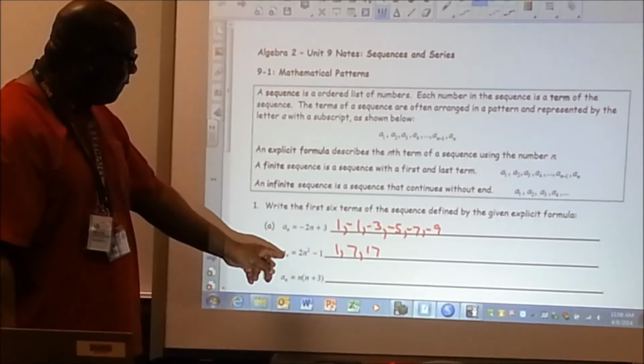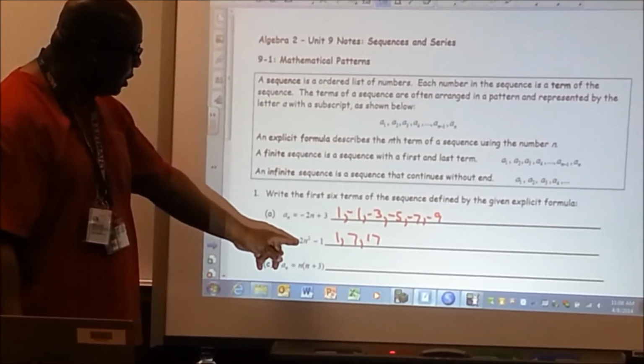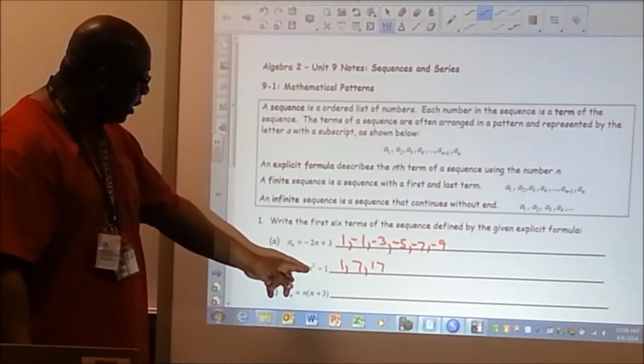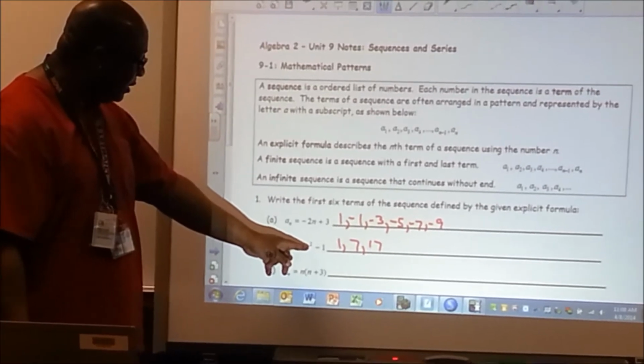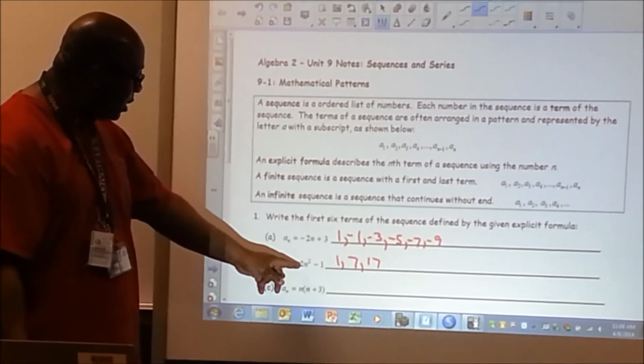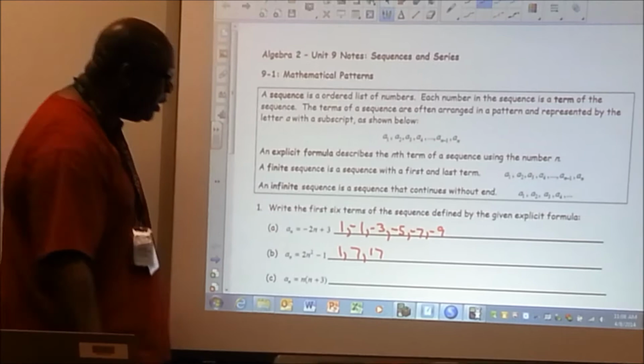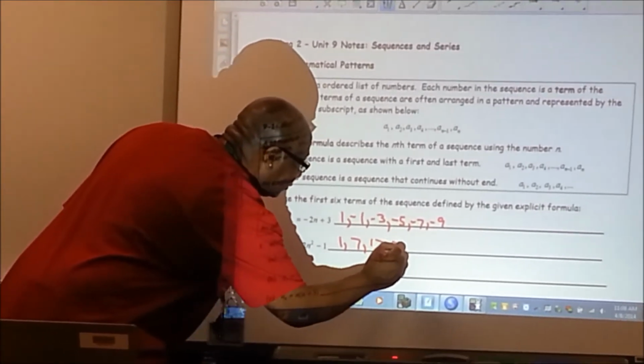Now, A of 4 should be 2 times 4 squared. 4 squared is 16. 16 times 2 is 32, minus 1. That should give us 31.